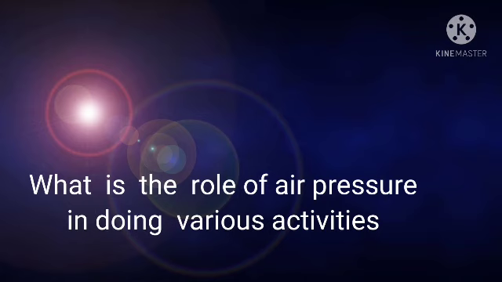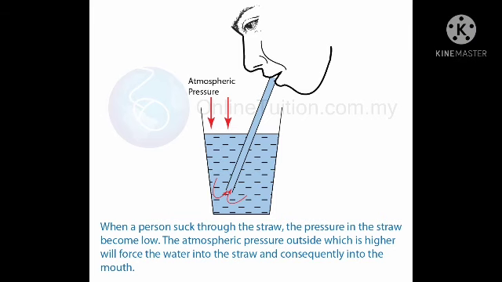We blow balloons, and sometimes we blow the balloon and leave it, and the balloon moves very fast. You can see here we drink juice, milk and water with the help of a straw. How does the water or milk from the tumbler reach your mouth through the straw? What is happening there? When a person sucks through the straw, the pressure inside the straw is very low. The air pressure is very low, and the atmospheric pressure outside the glass is more.